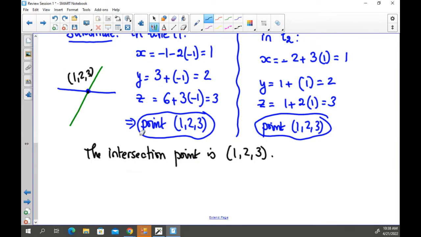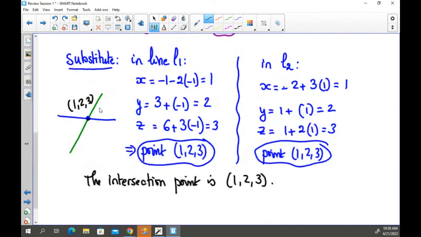Now, when can you say there is no intersection? Sometimes there is no intersection. How can you see that there is no intersection between the two lines? What happens if there is no intersection?